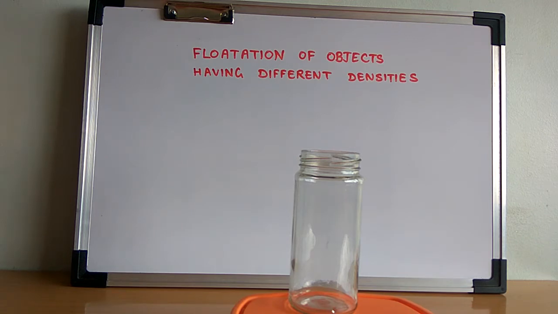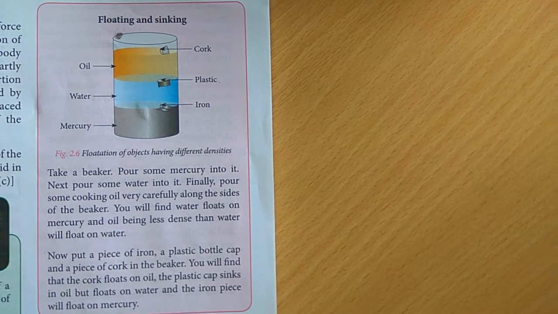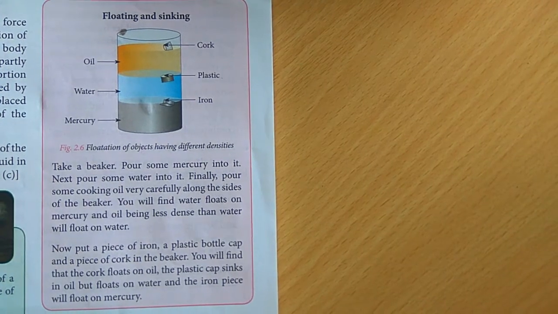In this experiment we are going to see why a body floats because of its different densities, how flotation is related to the density of an object, and how it is determined by density whether the body will float or sink in a particular liquid. We are going to perform this experiment, floating and sinking.